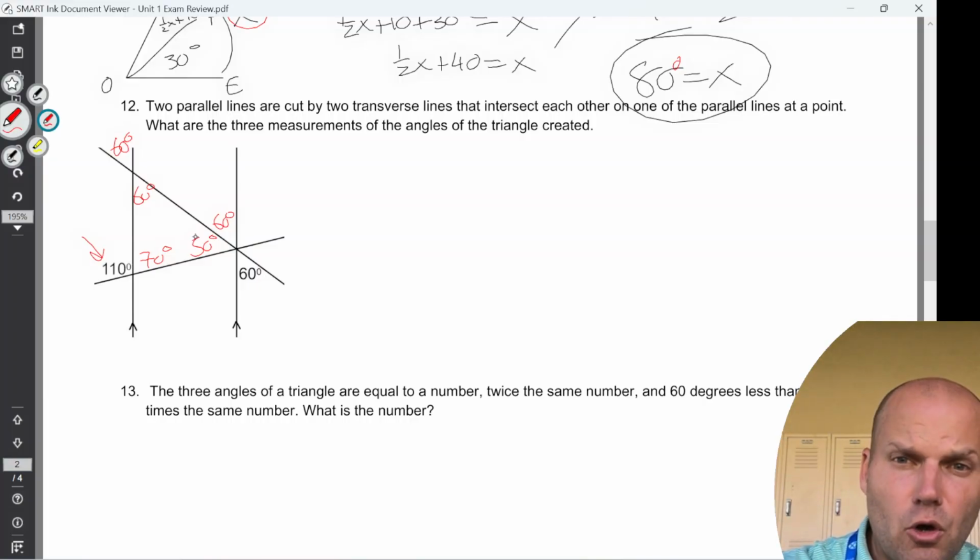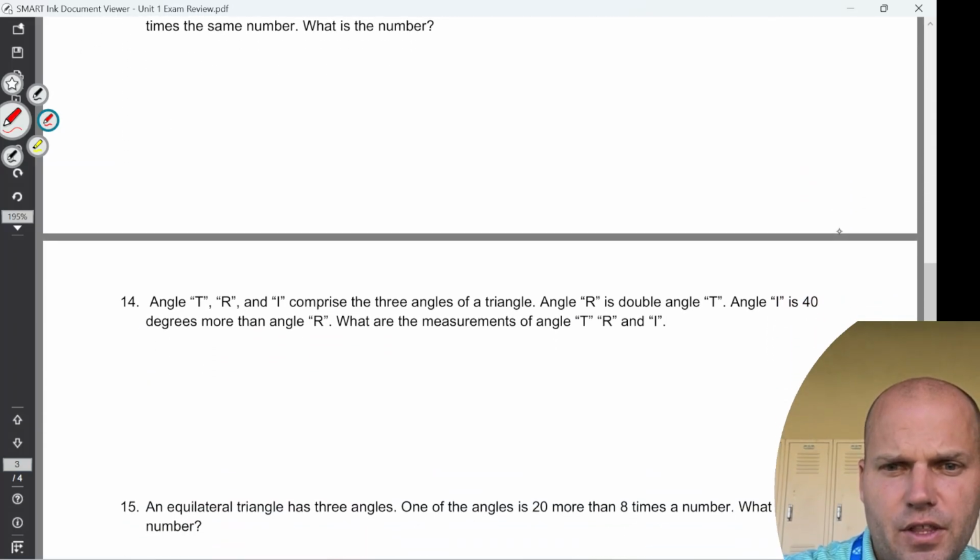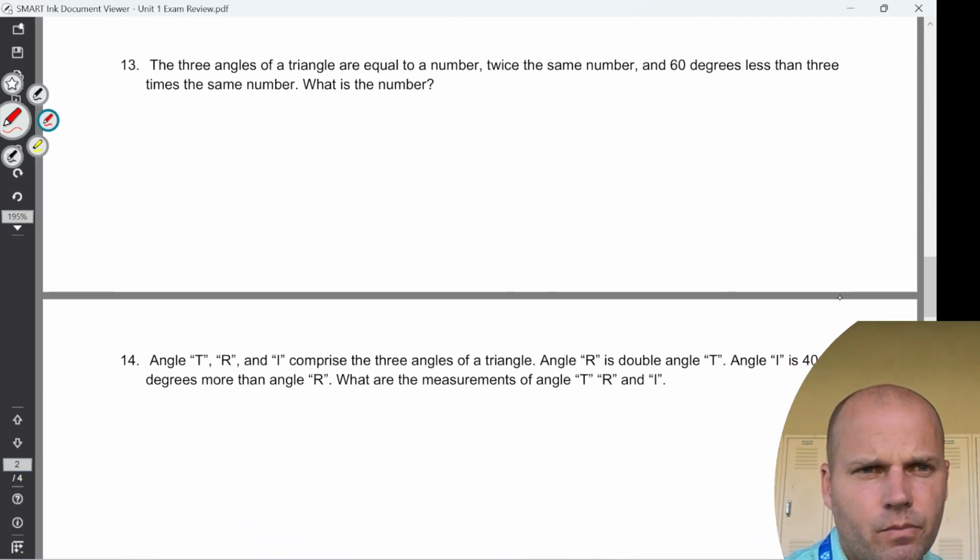So question number 13, let's see. I think the rest of the questions we don't need a diagram. Great.